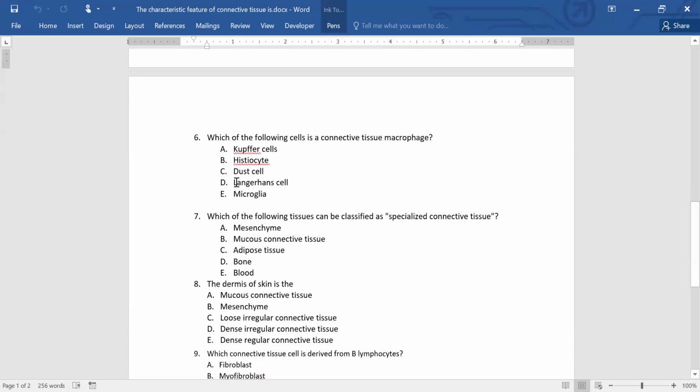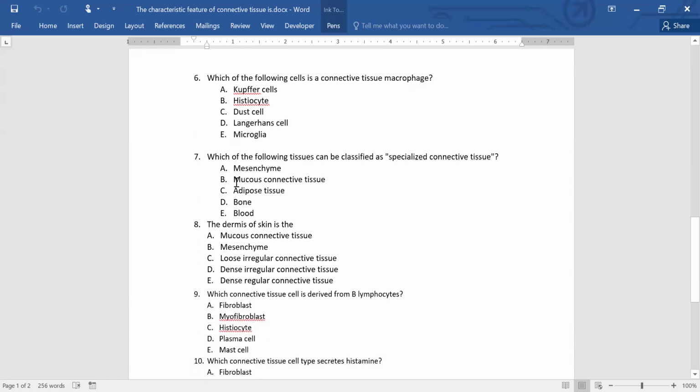Which of the following tissues can be classified as specialized connective tissue? So, in this MCQ, two answers are correct: blood and bone. So the bone, blood, and the third one is cartilage. These are the three types of specialized connective tissue. So here two options are correct.